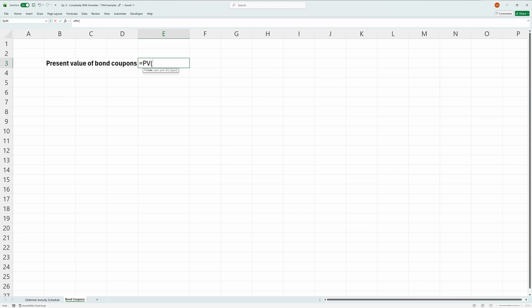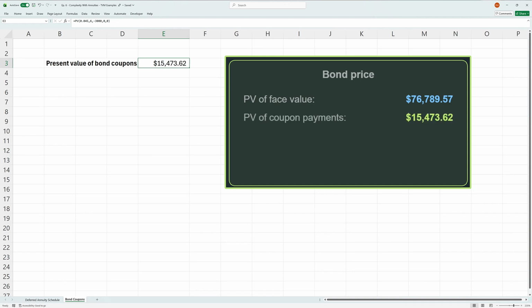We use the present value function with a rate of 4.5% per period, 6 periods, and payments of $3,000 entered as a cash outflow. Because the payments occur at the end of each period, this is an ordinary annuity. So as we can see, the present value of the coupon payments is $15,473.62. Adding this to the discounted face value of $76,789.57 gives us a total bond price of $92,263.19. And that's what we'd be willing to pay for this bond to earn our required 9% annual return.